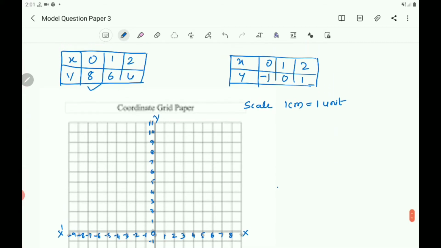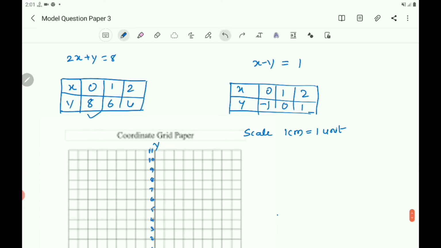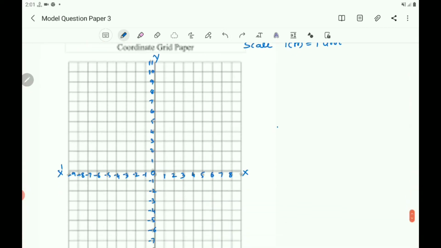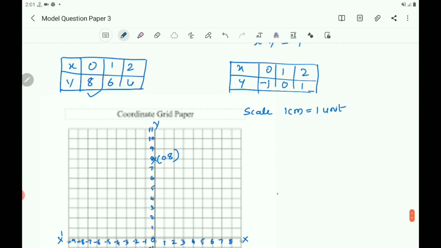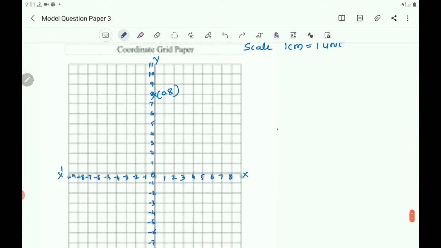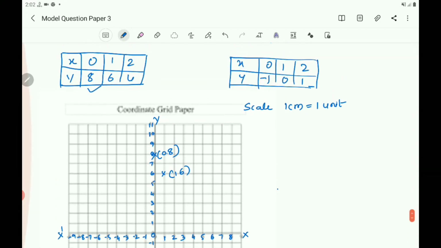And first one is for the first linear equation, that is when x is 0, then y is 8. So here x is 0 means here is x 0, y is 8 means you go straight, mark the point. This is the point 0, 8. Second 1, 6. Here is 1. Go straight to 6. 6 comes here. This is 1, 6.